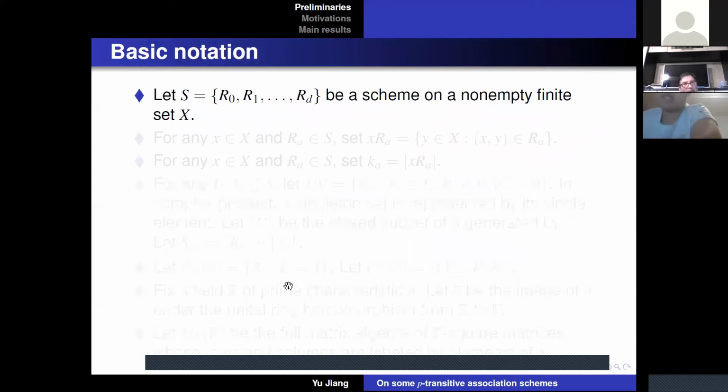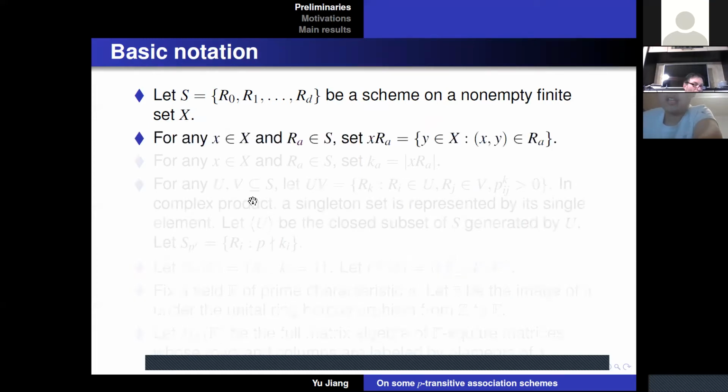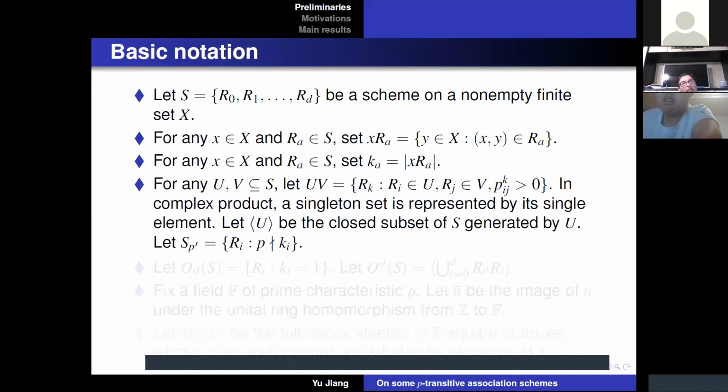Next, we consider some basic notation. So S = {R0, R1, ..., Rd} is a scheme on a non-empty finite set X. For any x in X and R in S, we set xR to be the set of all y in X such that the pair (x, y) is in R. This is called the valency of the relation R.